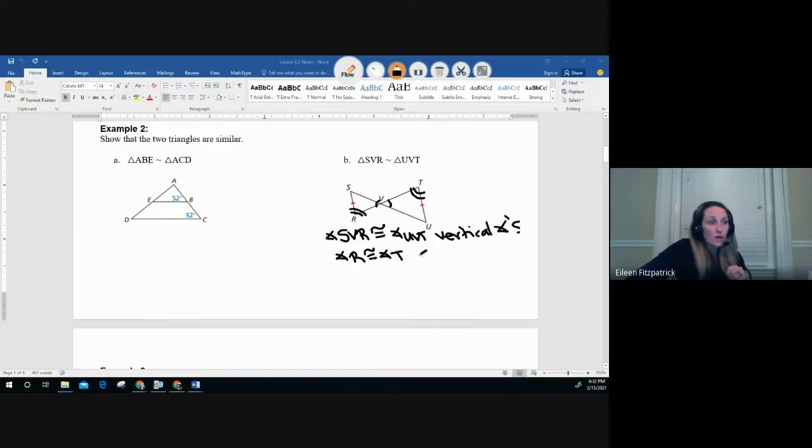And how do I know that? I know that parallel lines imply alternate interior angles congruent. Again, I can mark S and U, but I don't need it. Maybe instead of using the vertical angles, I just use the two pairs of alternate. It's up to you. Okay, but now I can say that triangle SVR is similar to triangle UVT by AA angle similarity.